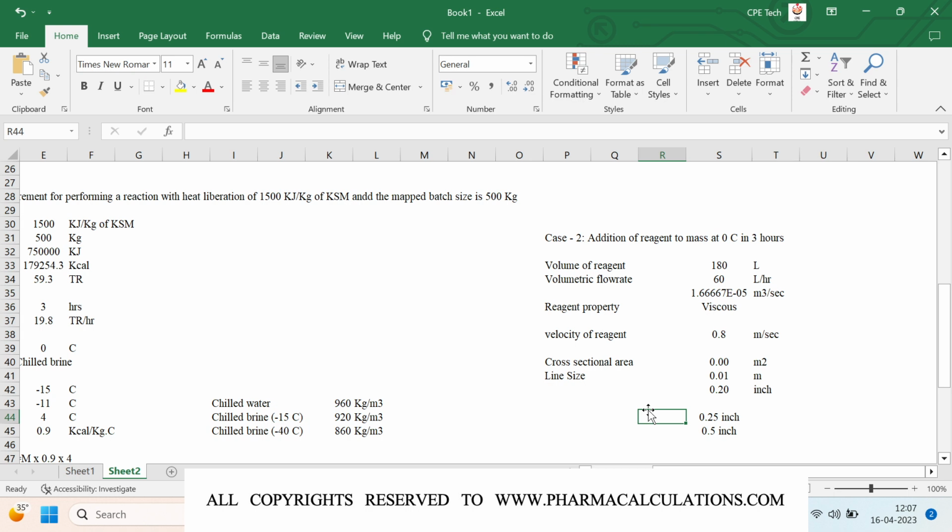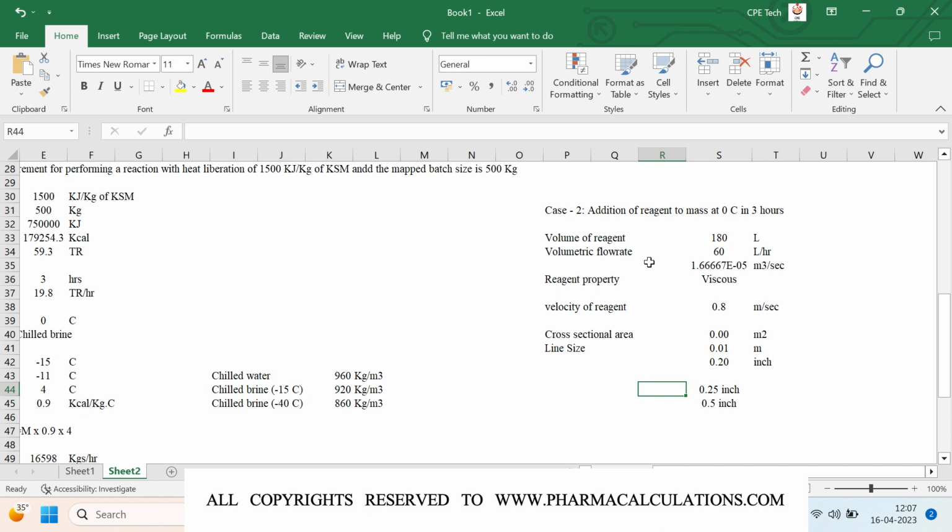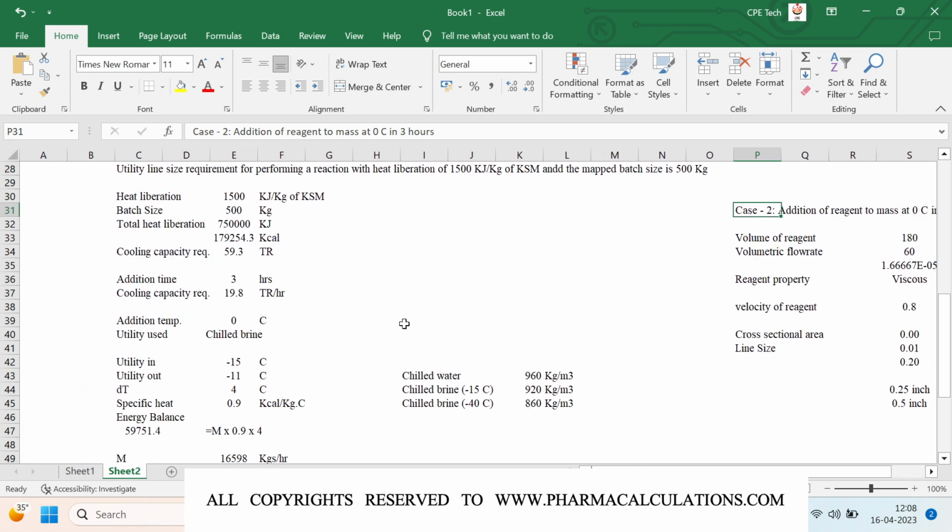And also one more thing that needs to be noted is, when the addition vessel is full of reagent, that means the height of the reagent is more inside the vessel, automatically the flow will increase, and as the level is going to decrease, automatically the velocity is going to reduce. Okay, so this is how we are going to estimate the line sizes for different scenarios, either for a process or for the utility.